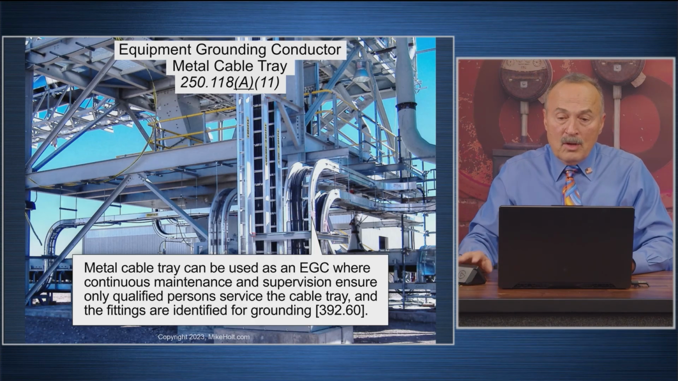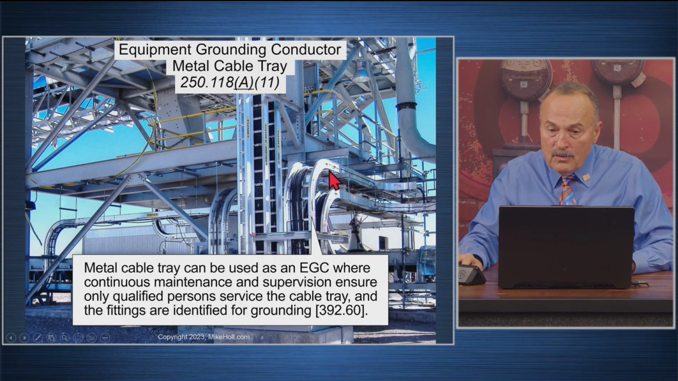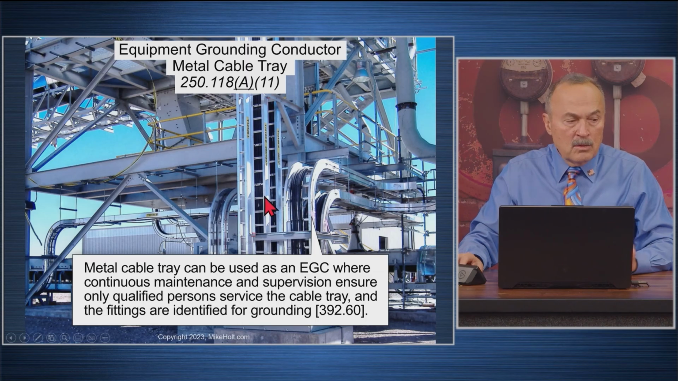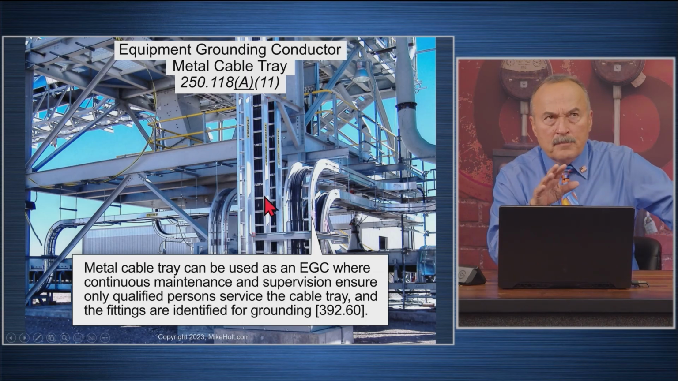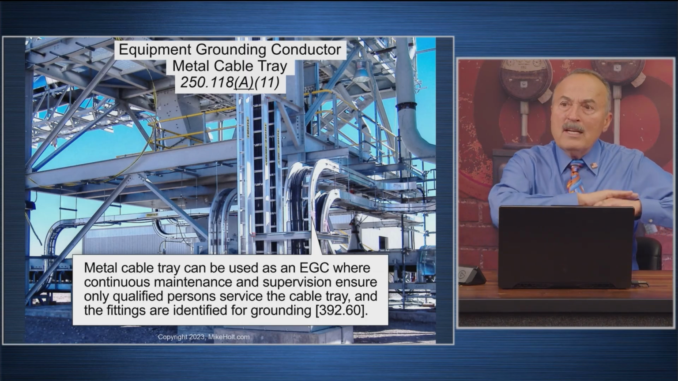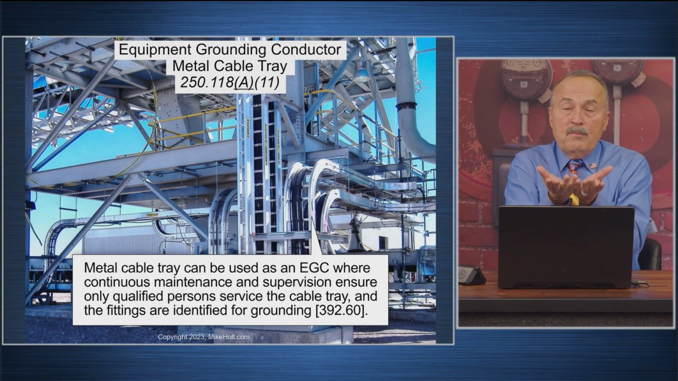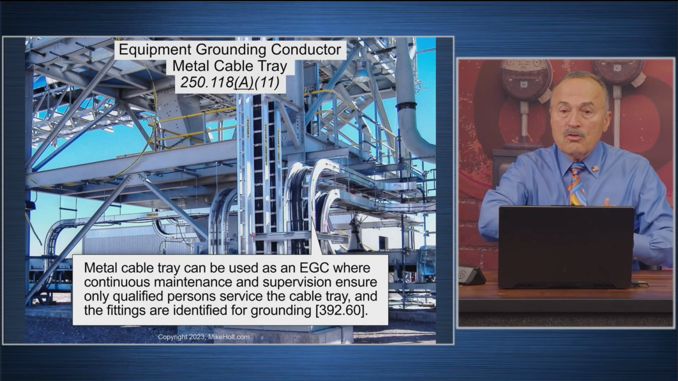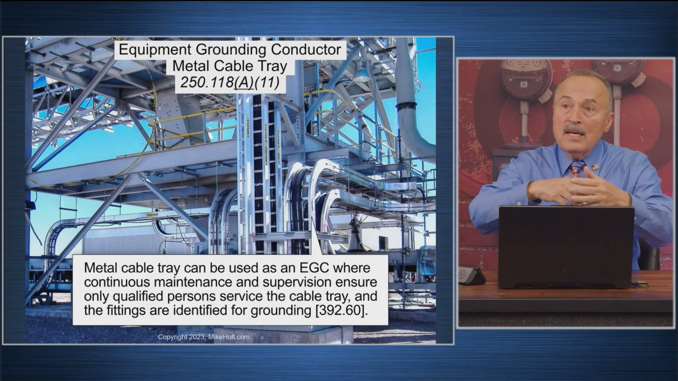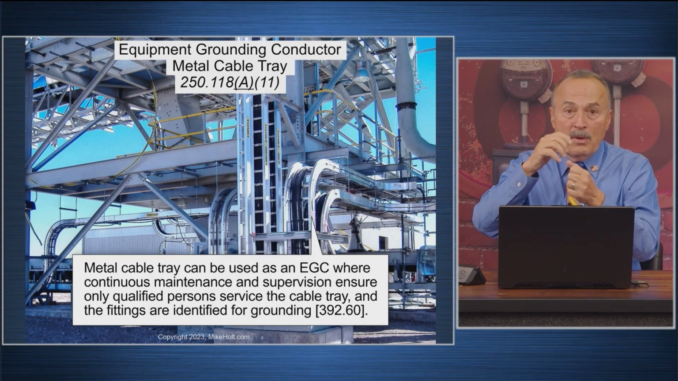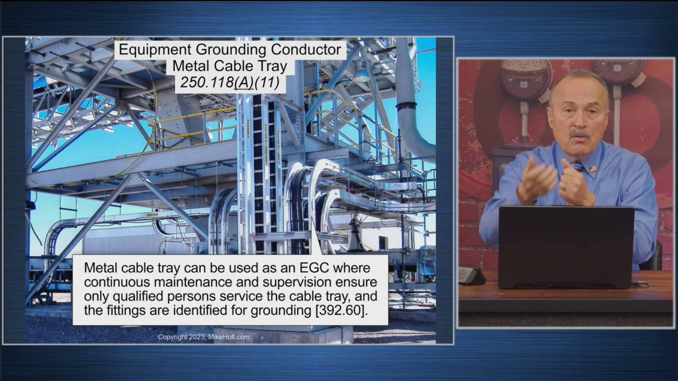Okay, you can use cable tray. The actual cable tray itself can serve as an equipment grounding conductor. Now, what that means is this. You have the cable tray serving as an equipment grounding conductor, which means you can run conductors in the cable tray. And then when you drop down to the supply equipment, you bond onto the tray and you bring a green wire, let's say, and you go to the equipment.